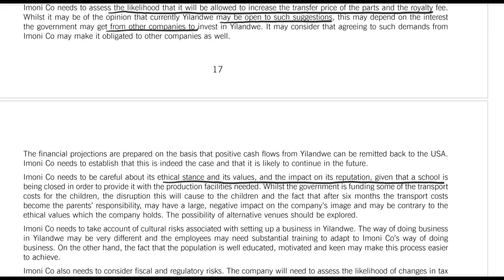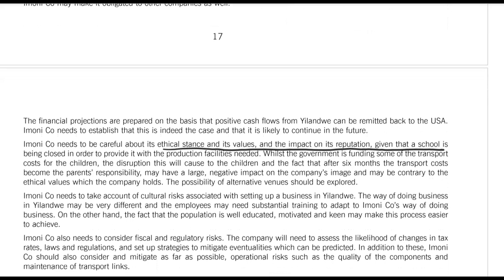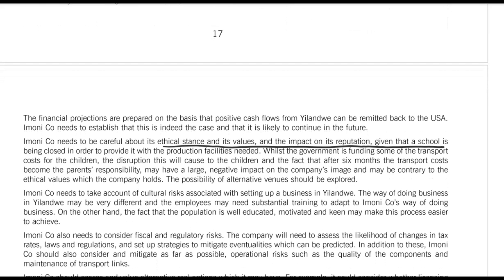Either you open a new school nearby, or you may provide transportation services for at least 4 years, because the government is ready to provide services for only 6 months, and after 6 months it will create a cost burden for the parents, and this will become a major issue in future. So a mining company should do something like open a new school nearby or provide transport services for 4 years.